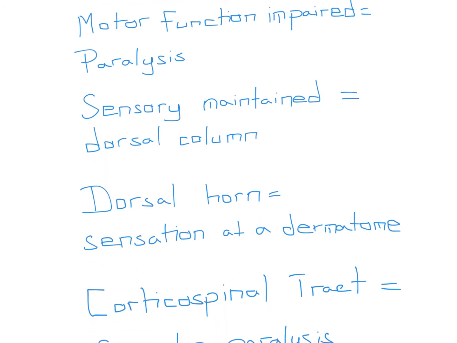And so when sensory is maintained, in the other answer choice, this is going to be the dorsal column. So essentially the sensory parts, like detecting touch to your hand, are going to be processed by your dorsal column, versus motor, the ability to control your hand and grasp something, is going to be controlled by the anterior horn. Dorsal is the same thing as posterior. So dorsal and posterior are synonymous. So dorsal horn controls sensation at a specific dermatome.